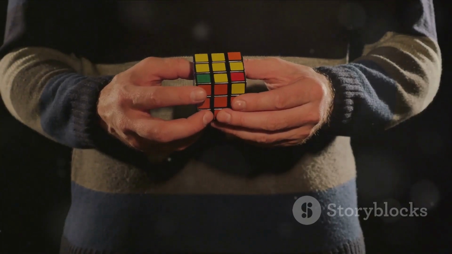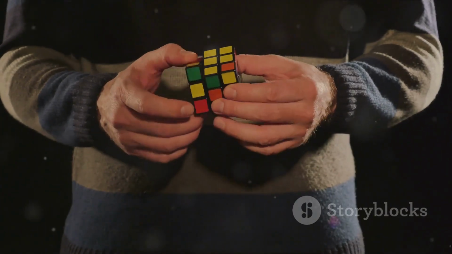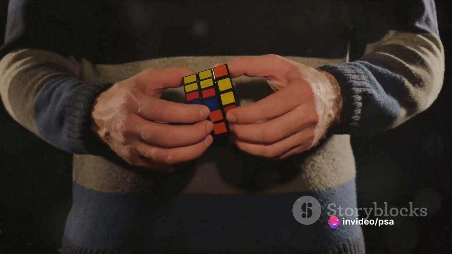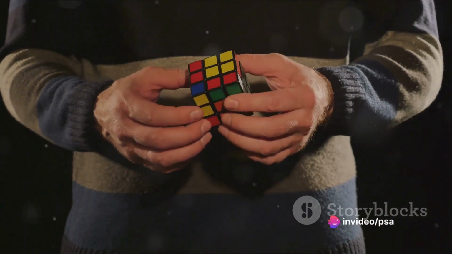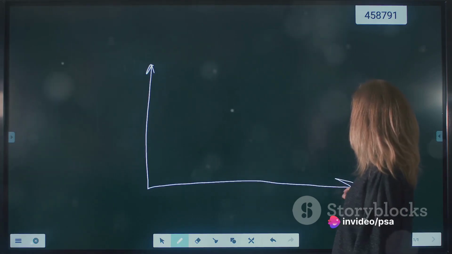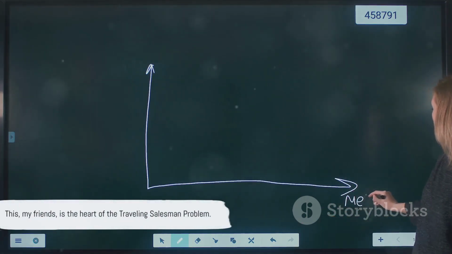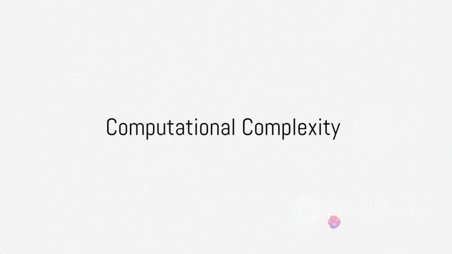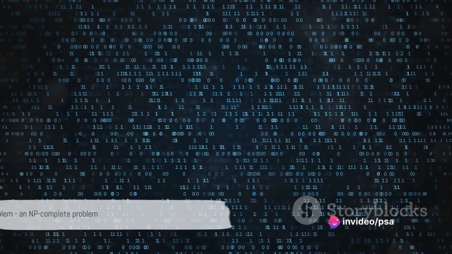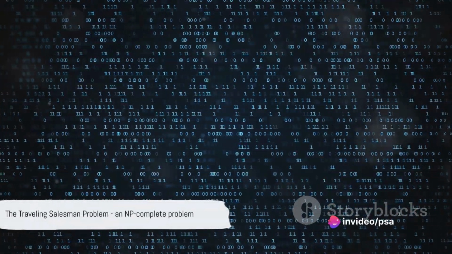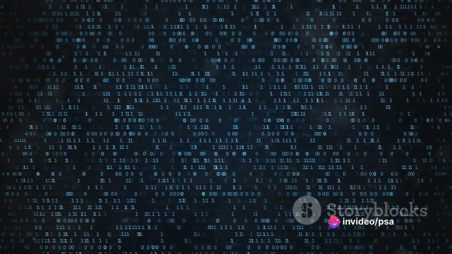It's a classic puzzle in the field of combinatorial optimization that has intrigued mathematicians and computer scientists for generations. The question at its core is how to optimize the route. This, my friends, is the heart of the traveling salesman problem. Now this might sound like a simple problem, but it's far from it. The traveling salesman problem, or TSP for short, is actually a classic example of NP-complete problems.